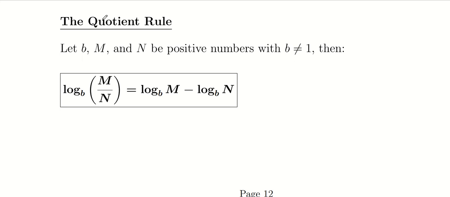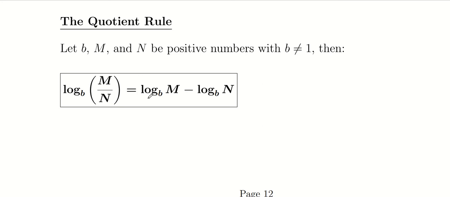The next property is what's referred to as the quotient rule for logarithms. Let b, m, and n be positive numbers with, again, b not equal to 1. Then the log base b of the quotient of m divided by n can be written as log base b of m minus log base b of n. So kind of by analogy, if you compare the quotient rule to the product rule, on the product rule we were multiplying on the inside, and that turned into the sum of two logs. Well, the opposite of multiplying is dividing, and similarly the opposite of adding is subtracting. So when you look at the log of the quotient, it's the difference of the two individual logs.